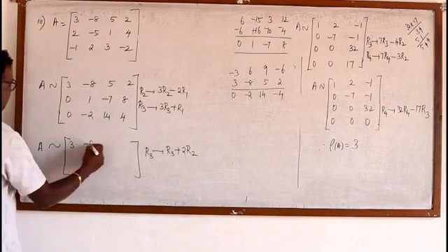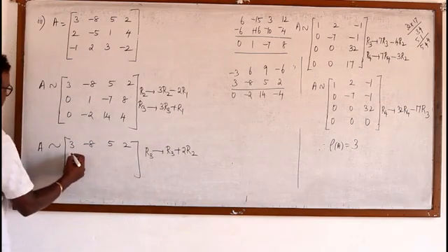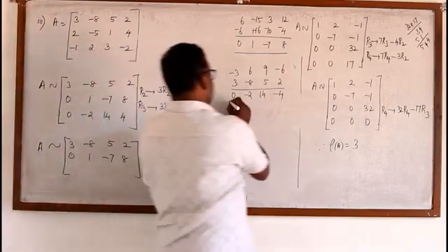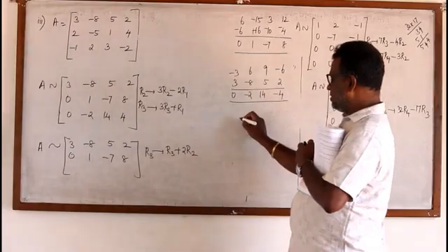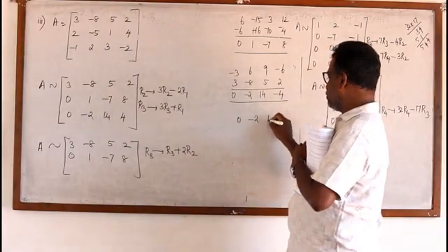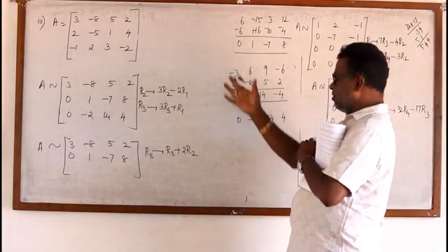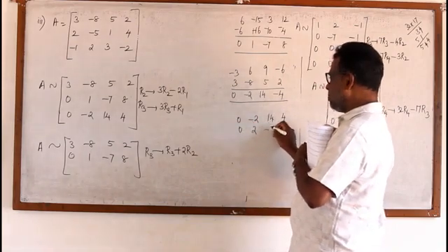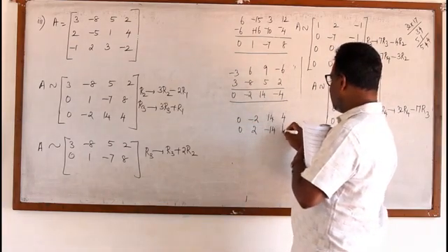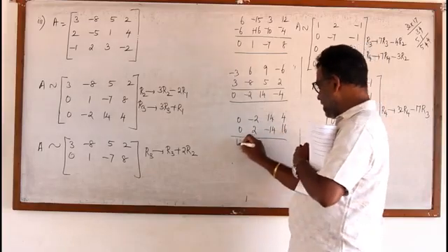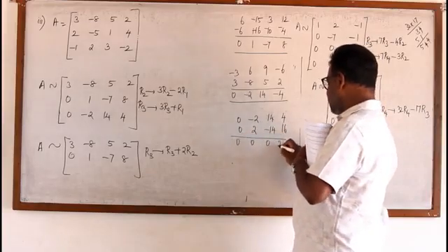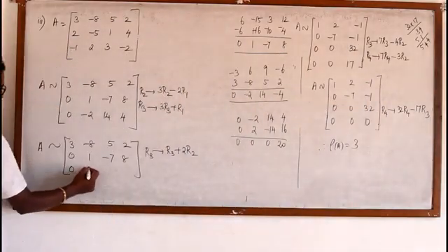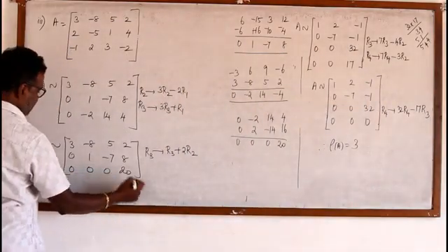So it is 3 minus 8, 5, 2. Second row as it is. Now coming to third row. R3 is written as it is, 0 minus 2, 14, 4. Now multiply R2 with 2, 0, 2, minus 14, 8 2s are 16. So when I add, this will become 0. This will become 20. Therefore, this is 0, 0, 0, 20.